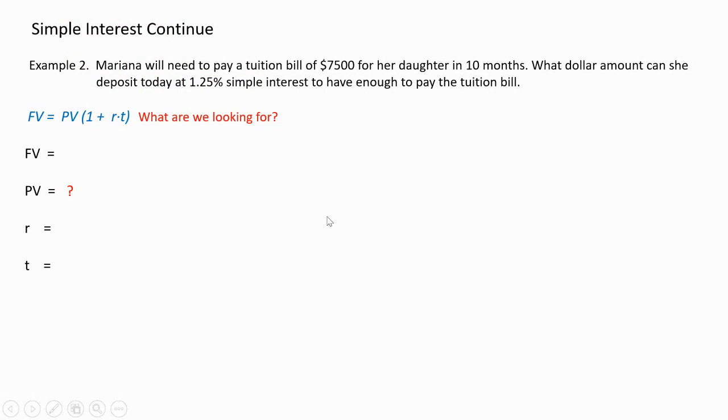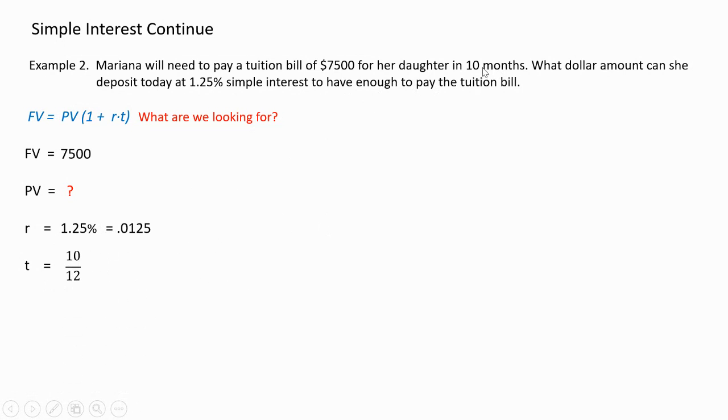So this is your future value, right? Because that's how much money she wants in 10 months. She wants to pay the tuition bill in 10 months. So then we put everything that we extracted from the word problem. So this will become, right? We move it 2 places to the left, and we take away the symbol. So this is my interest rate, 0.0125.